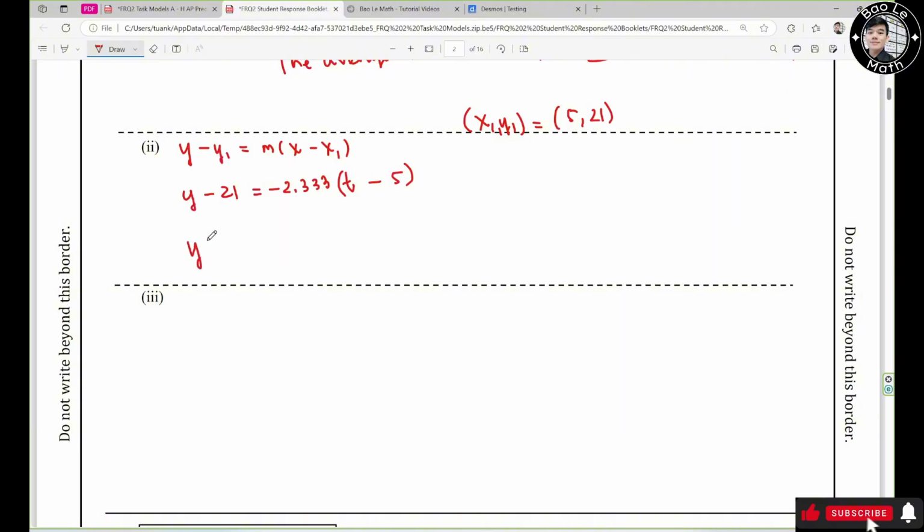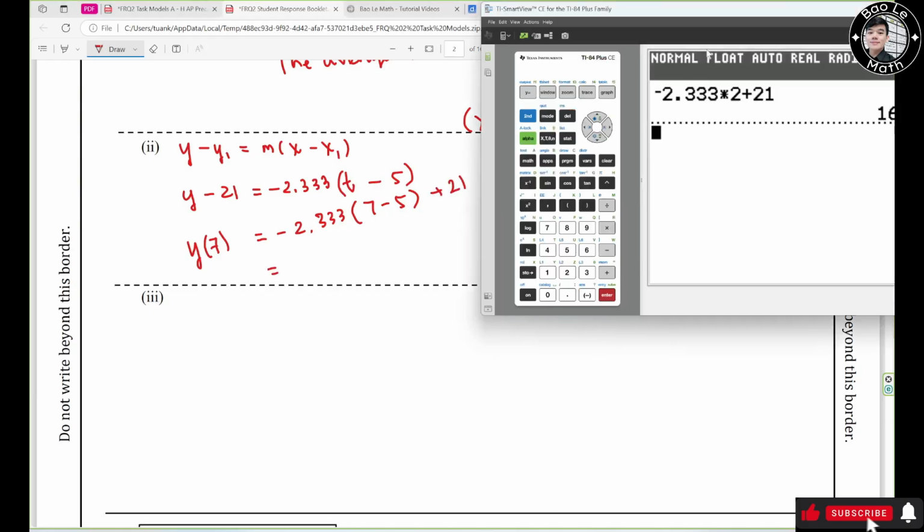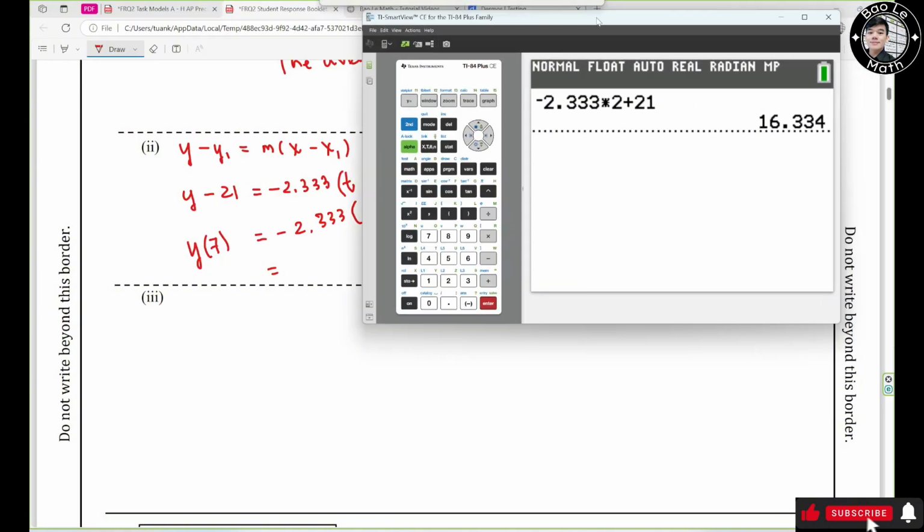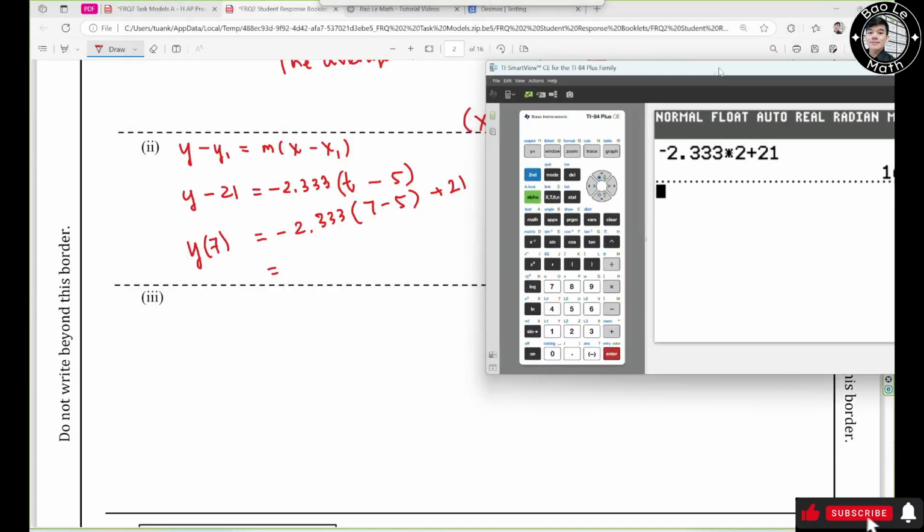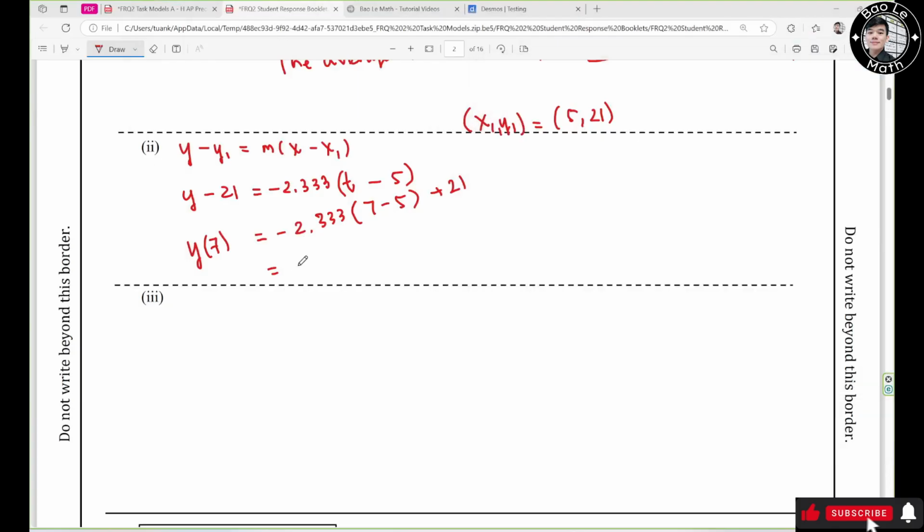So y of 7 equals -2.333 times 7 minus 5, and then I need to add 21 to both sides. So I'm gonna bring up the calculator. It's gonna be this one right here, 16.334, right? So it's gonna be 16.334 cars.